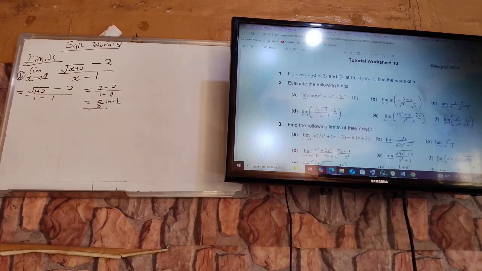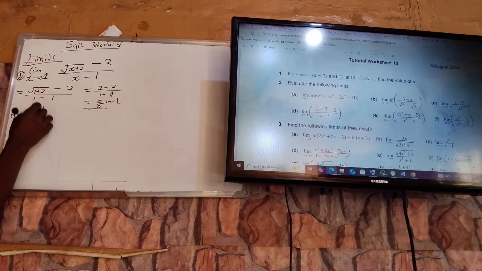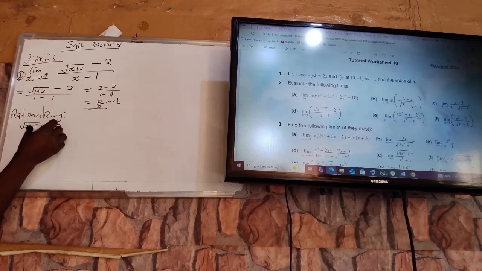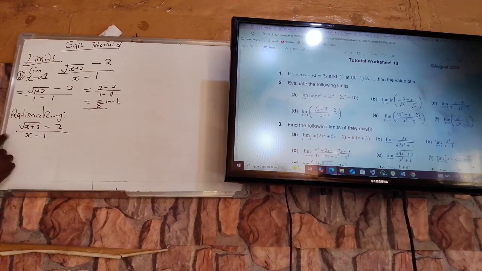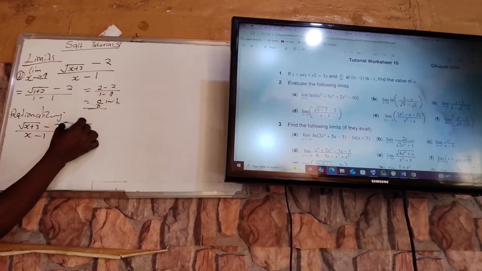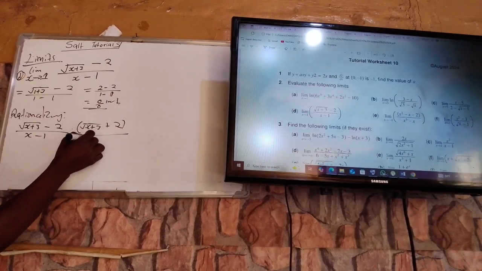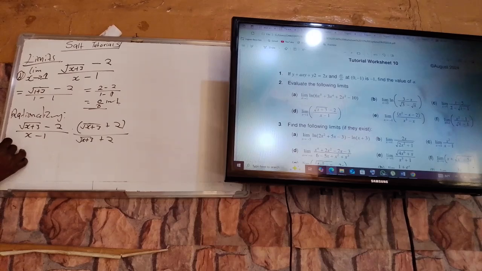This should not be your solution. So what should I do? Rationalize that, since it has a radical. So rationalizing it, what am I going to have? I'm going to multiply both by the conjugate of the numerator, since this time the radical is in the numerator, so that this is a difference of 2 squares by default.